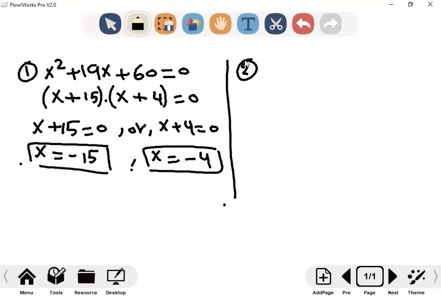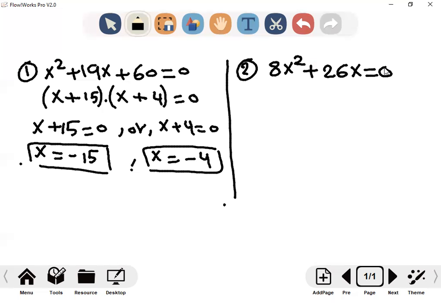Question 2. Check your answers, please. Question 2, 8x power 2 plus 26x equal what? 0. Now this form, different from this form. Check your answers, right? Yeah.